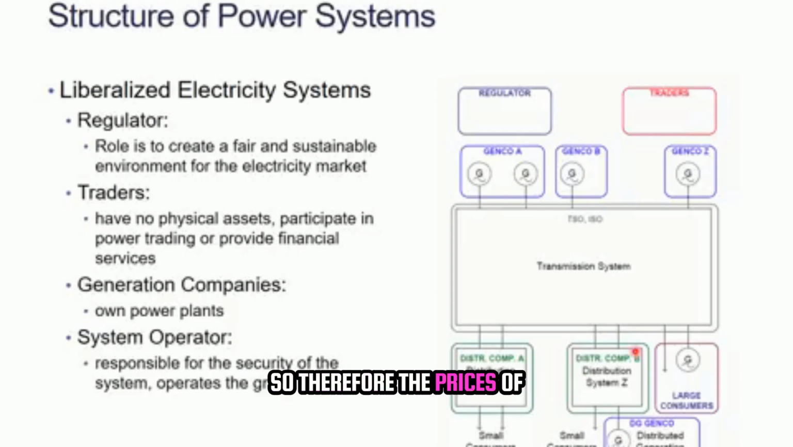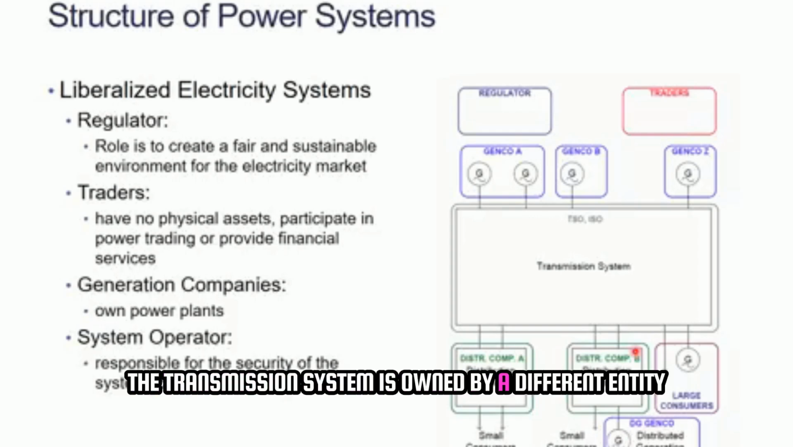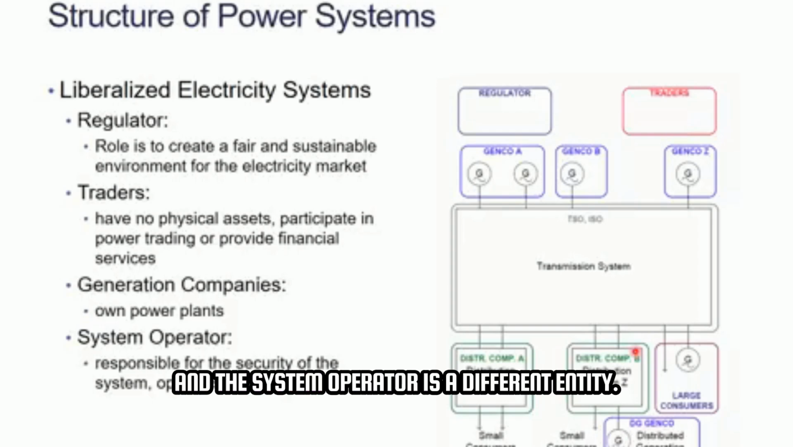So therefore the prices of installing those lines also differ. So therefore what they did is they divided the companies, means they separated the companies. The transmission system is owned by a different entity and the system operator is a different entity. Whenever this happened, the system operator is known as ISO, independent system operator. ISO full form is independent system operator. So it does not get influenced by any other factor.